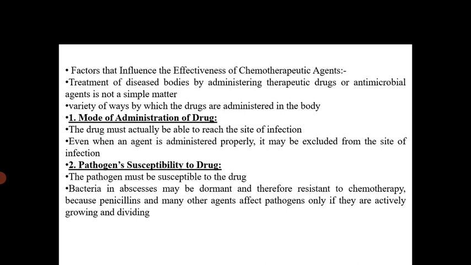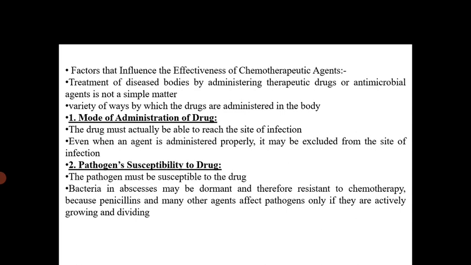The pathogen must be susceptible to the drug. Bacteria in abscesses, you understand now. Bacteria in abscesses may be dormant and therefore resistant to chemotherapy. Now see an example, because penicillin and many other agents affect pathogens only if they are actively growing and dividing. Understand? Okay.